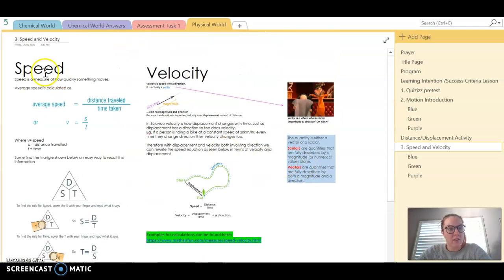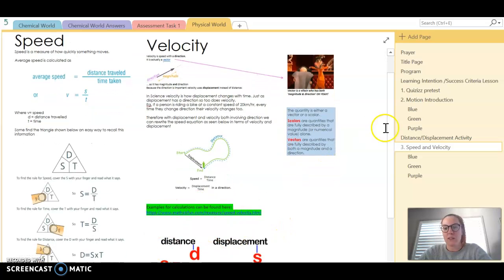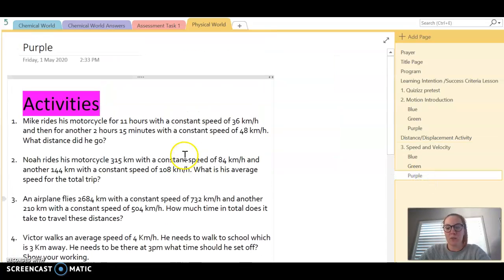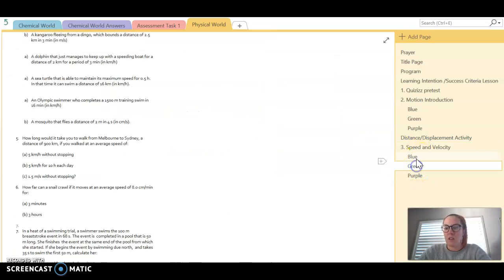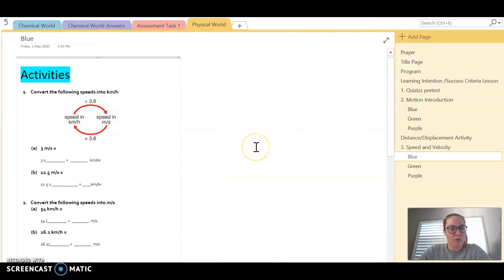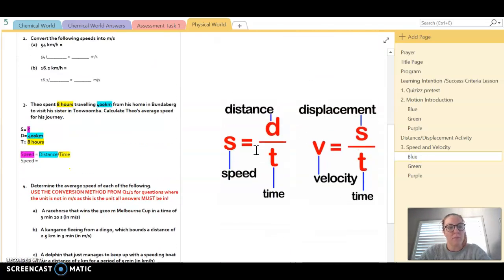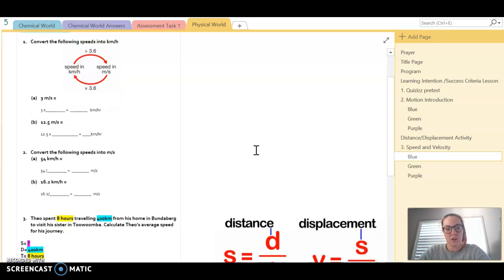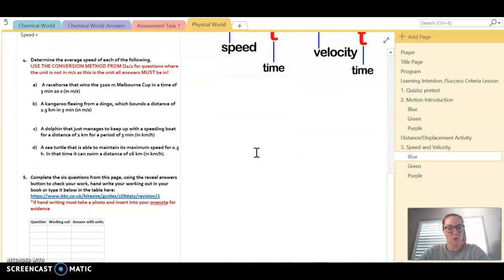Once you understand the difference between speed and velocity, and if you've had a go at some of the practice questions and read through there, you then need to pick which level you'll be working at, blue, green, or purple. Remembering that purple is an extension level, and blue has a little bit more scaffolding in there for you. Blue does not have less questions, okay? There's just a little bit more support.